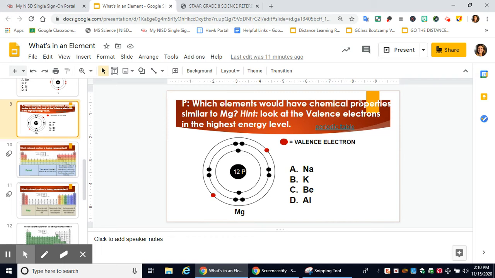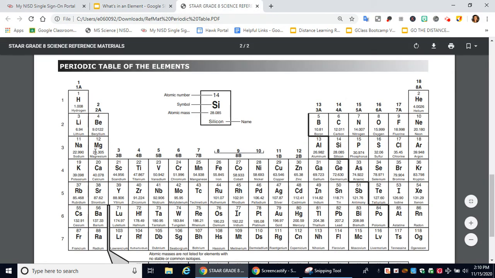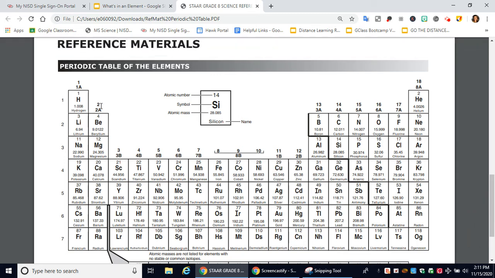So again, if I have similar chemical properties as magnesium, I'm going to be in the same group as magnesium. And here I can understand that magnesium is in group 2 because it has 2 valence electrons. So I'm going to go to my periodic table and find magnesium, and sure enough, it's in group 2 with 2 valence electrons. So any of these elements that are in the same group are going to have similar chemical properties as magnesium. Since they only have 2 valence electrons, they need 6 more to get 8 in their outer shell.